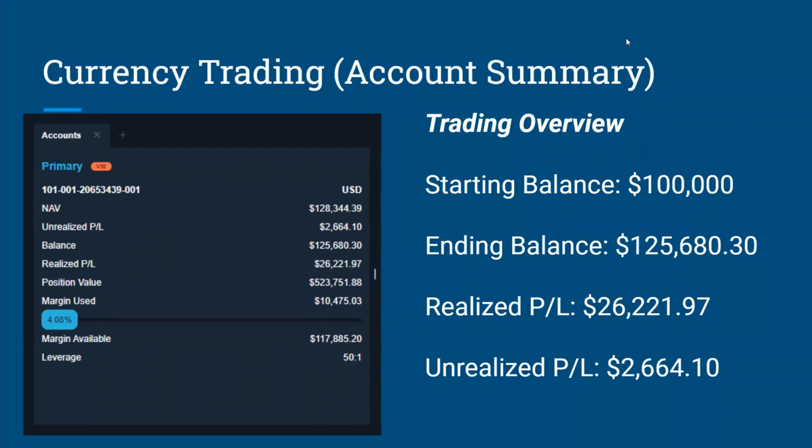Now on to our account summary. As you can see from the NAV, we have around a $28,000 profit with a realized profit of $26,000 and an unrealized profit of around $2,000. Because it's still in circulation, we haven't sold it.